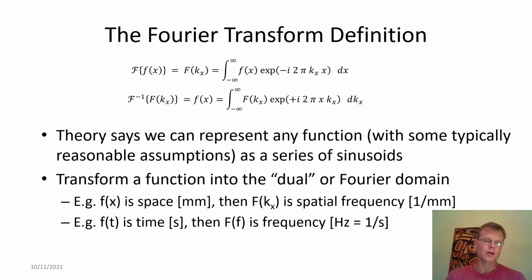And then a little bit of terminology. We typically talk about the transform of a function going into the dual or the Fourier domain. And so when we're thinking about some function in space that might be in millimeters, then our dual domain or our Fourier domain would be in actually inverse units of that. So in spatial frequency, which is inverse millimeters, just saying how fast is something changing in space.